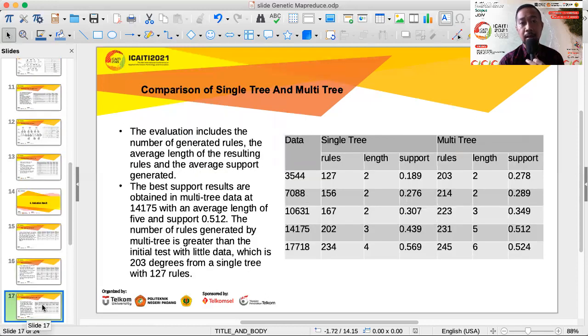Okay, so the comparison of single tree and multi-tree as evaluation includes the number of generated rules, the average length of the resulting rules, and the average support generated. The best support results are obtained in the multi-tree data, with a length of 5. So the number of rules generated by multi-tree is greater than the initial test, which decreased from the single tree with 127 rules. You can see there.